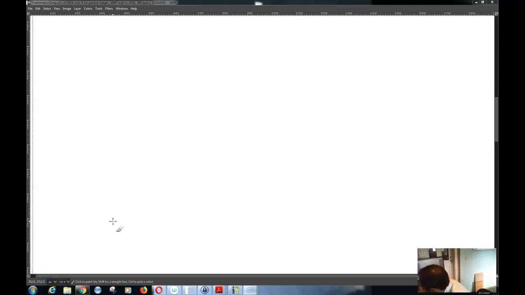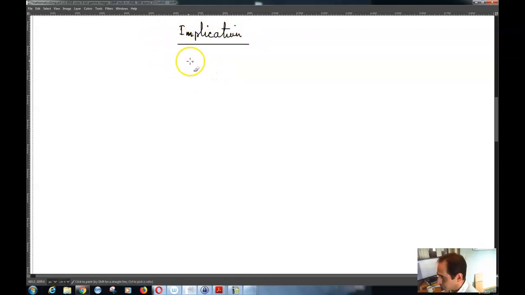Okay, so the next part that we have here is called implication. The name most probably comes from mathematical reasoning. We say, for example, P implies Q. So this notation over here is read as implies.